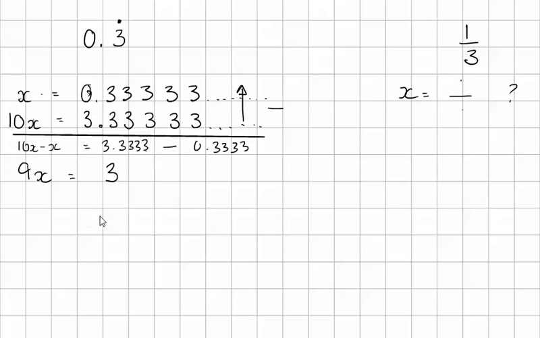How do I figure out what x is now? I've got an equation that you can solve. What do I do with this to solve? 3 divided by 9. 3 over 9 is a fraction already, and it does simplify to 1/3. So 1 over 3. That's how I get the fraction. It's not 1, it's 1/3.